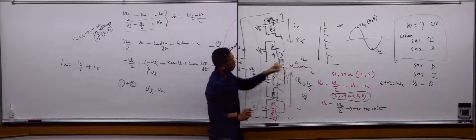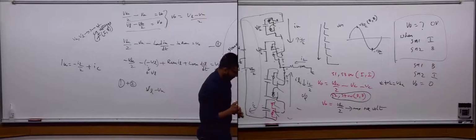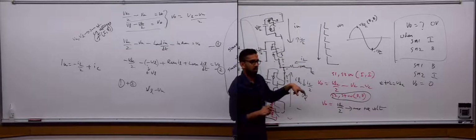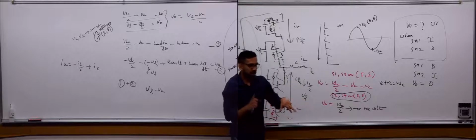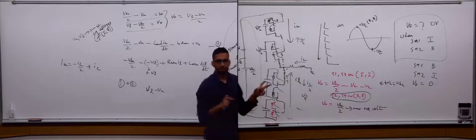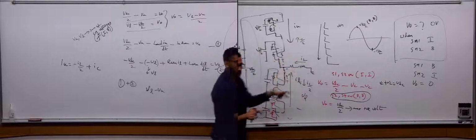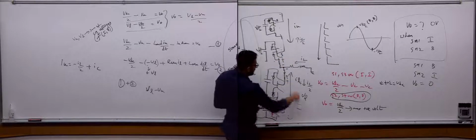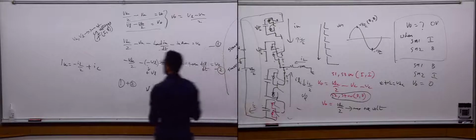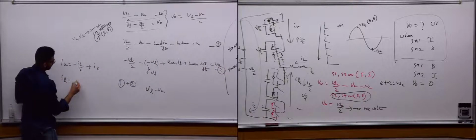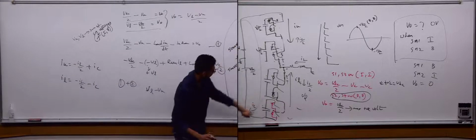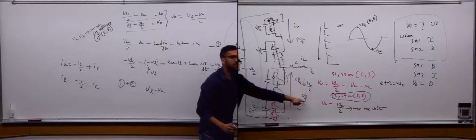Take it from me that on average, IL splits equally between the upper and lower arm. The reason will become clear in a little while, but let me finish this equation. So half of it goes like that, half of it goes like that, and I have assumed IL to be of this polarity. So IL will be what? IL will be minus IL by 2 minus IC. Right? IC flows like that, IL over 2 flows like that, so IL is minus IL over 2 minus IC, right?